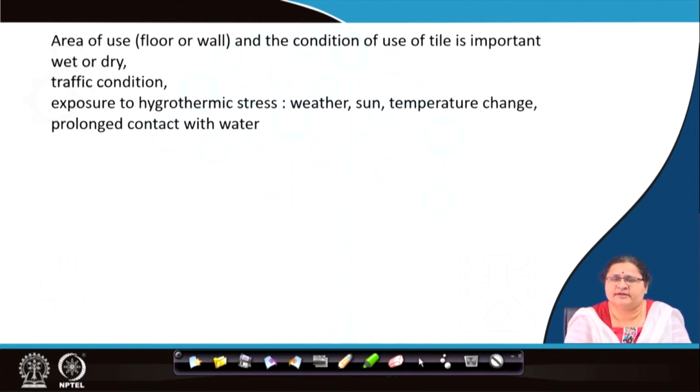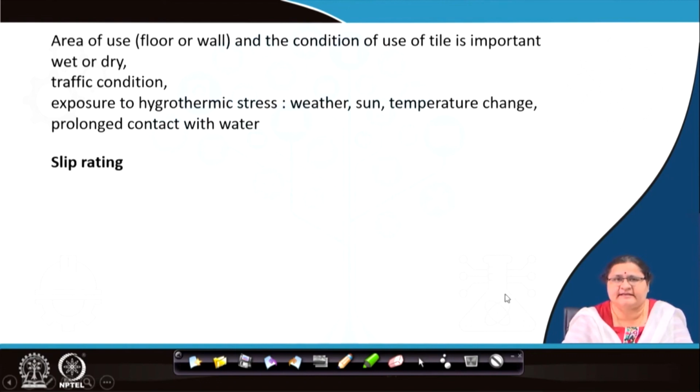Offices, it is a very regular phenomenon happening in office buildings. Exposure to hygrothermic stresses, weather, sun, temperature change, prolonged contact with water, all these points you have to keep in mind while you are selecting.